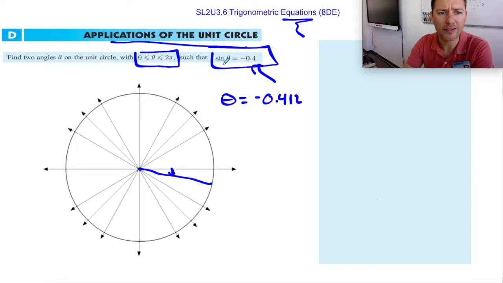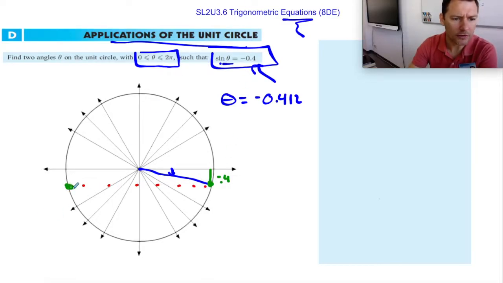And we're talking about the sine, right? So the sine is the y value. So we want our point to be this far down, right? We want it to be negative 0.4 down. Well, there's another spot that occurs, and that's straight across from it here. So this spot would work too. So you could think of it like this.